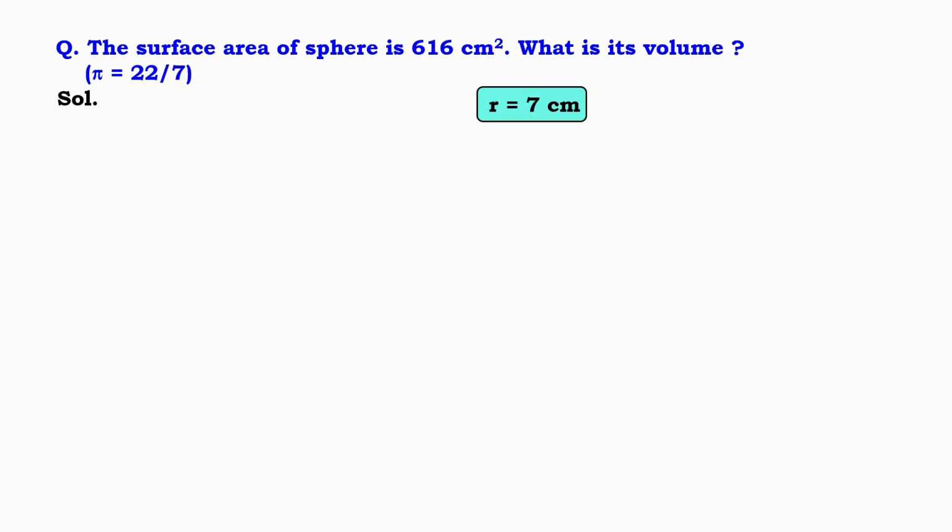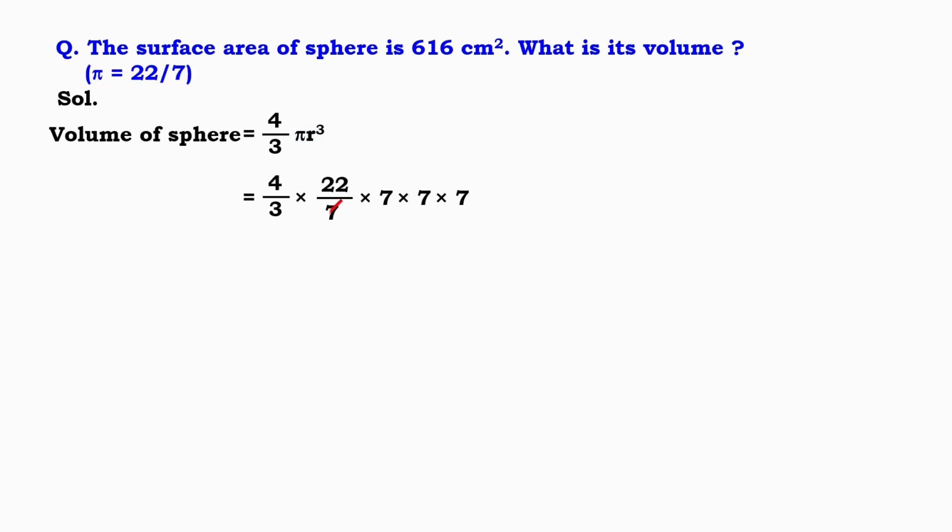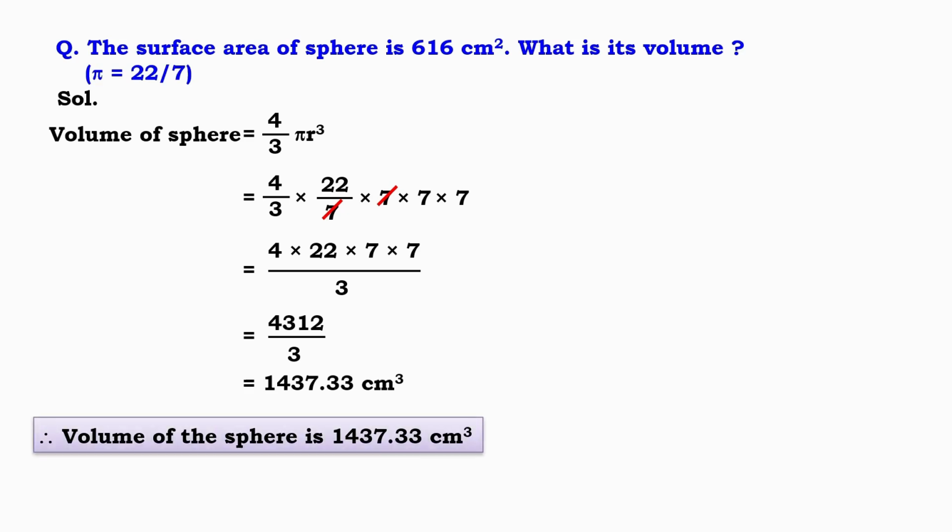Now just put the value of r in the volume of the sphere formula, that is 4 by 3 pi r cube, 22 by 7. Now it is coming 1437.33 centimeter cubes. So this is the volume of the sphere.